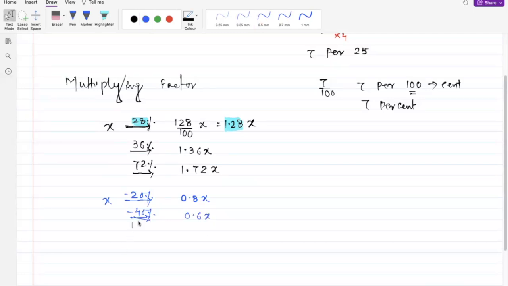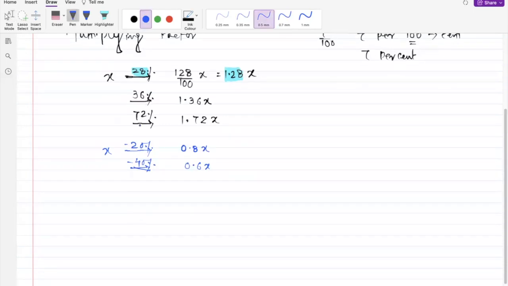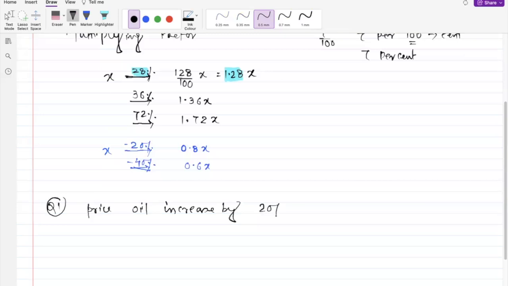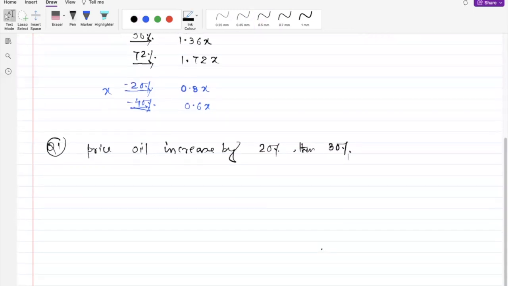Now, let me understand the utility of these in our questions. So, I'm asking you question number 1, where the question is, say, the price of oil increased by 20% and then 30%. What is the ultimate price increase?